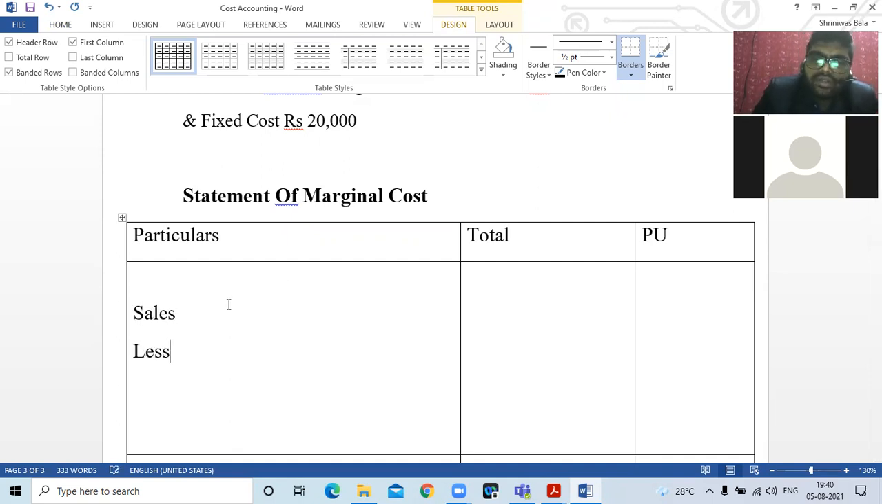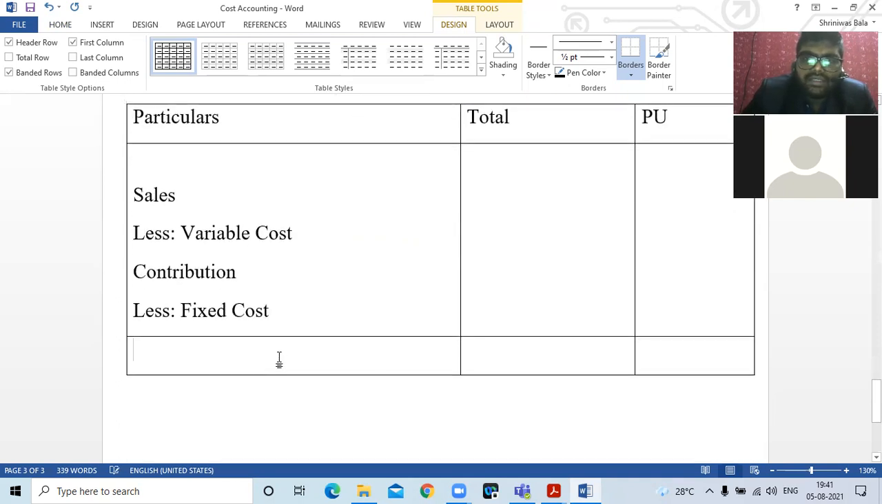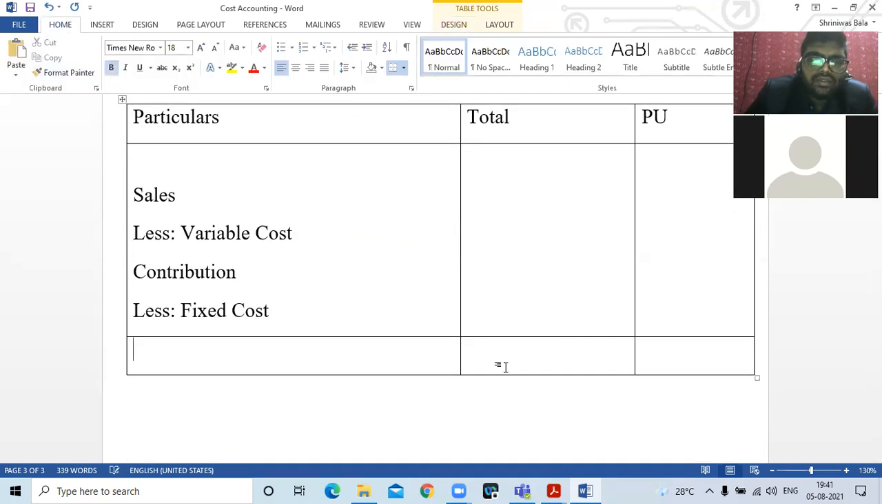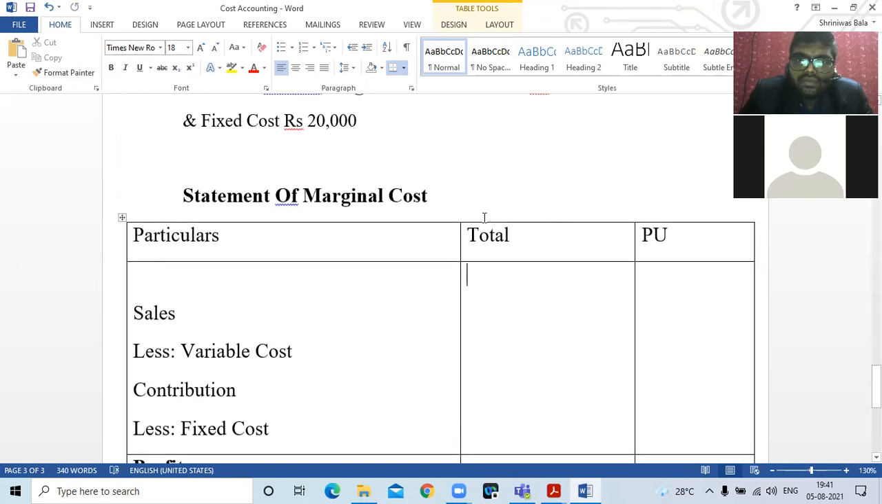Chalo, we will start with your sales. From sales, we will reduce your variable cost. Then we will get your contribution. Then we will deduct your fixed cost. Then profit will be your answer. Here I will be writing your profit. Here we also need to mention your number of units. So units is 10,000.